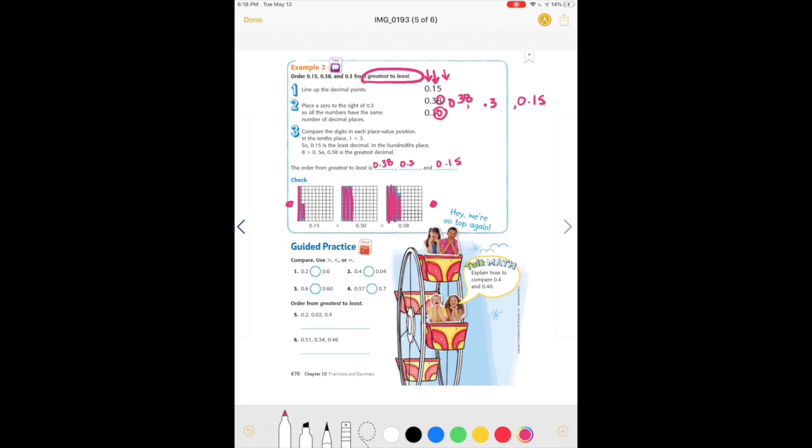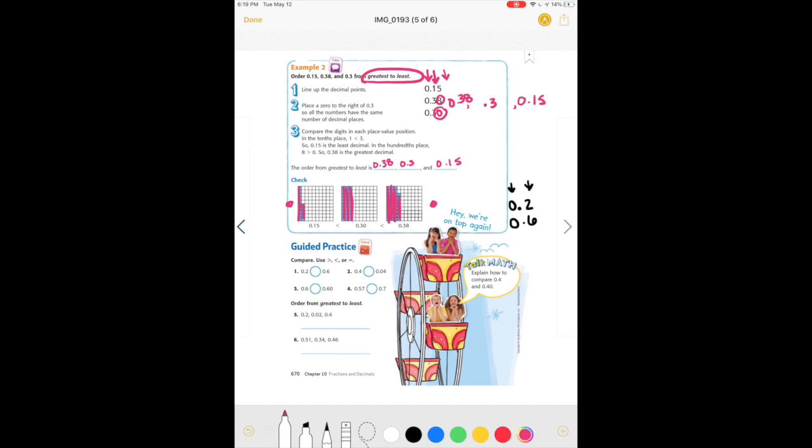All right, guided practice, compare. So let's line them up vertically. I'll work over here in black. We have 0.2, 0.6. Start in your ones. They're both 0. That doesn't tell me anything. Come over to my tenths place. Which is bigger, 2 or 6?